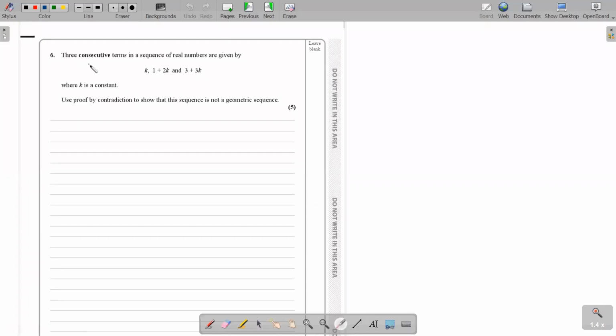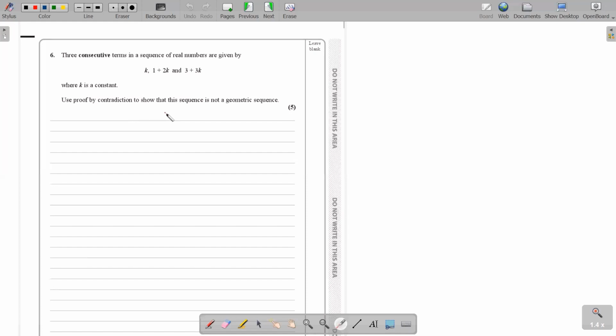Question number 6. 3 consecutive terms in a sequence of real numbers are given by k, 1 plus 2k, and the third term is 3 plus 3k, where k is a constant. Use proof by contradiction to show that the sequence is not a geometric sequence. Once again, I'm repeating the steps you need to know for a proof by contradiction. Step 1 is you assume that the given statement is false. In step 2, you use logical steps to show that the assumption you made will lead to something impossible. The third step is you say it's a contradiction and therefore the original statement is true. That's how we do a proof by contradiction.